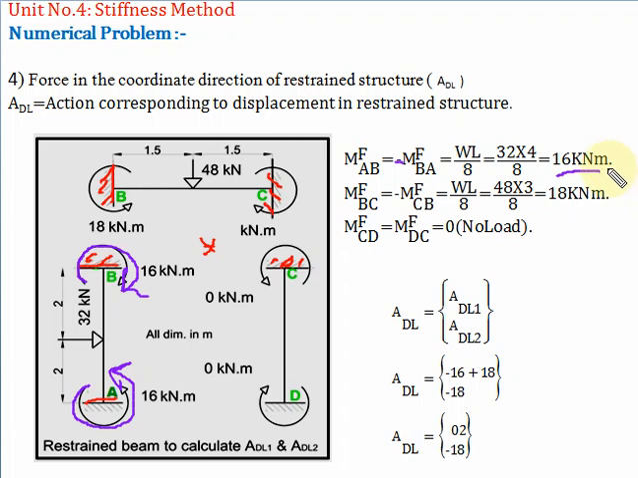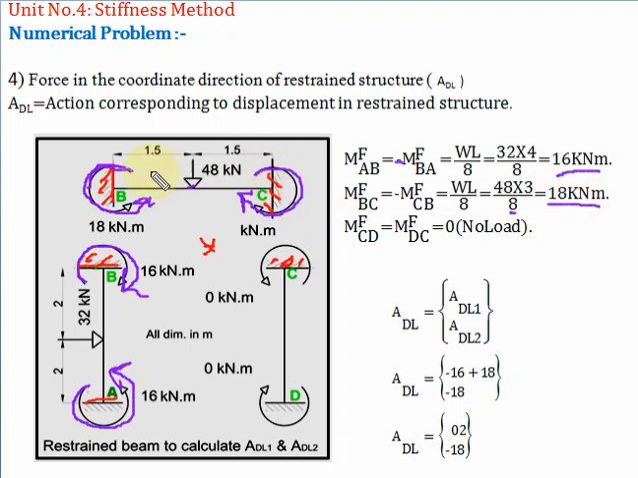16 kilonewton meter. Now next, fixed moment in member BC. Okay, so the load is acting downward, so it will resist that load. So the fixed moment in member BC will be in anti-clockwise direction. The point load is acting at the center. The formula is WL upon 8. So what is the value of W? 48. What is the value of L? 3. So 48 into 3 upon 8. So the value is 18 kilonewton meter.